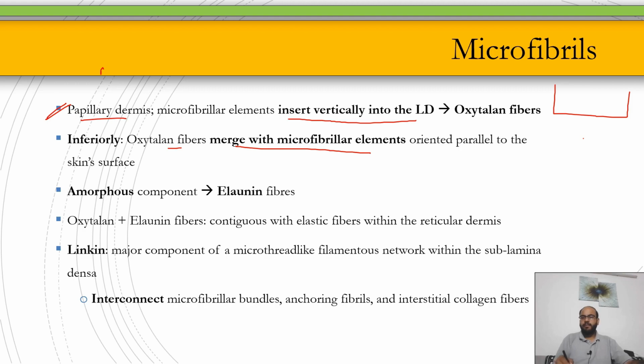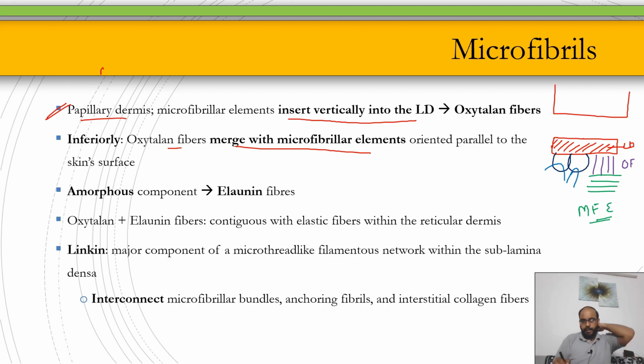So you have the basal layer, okay? You have the lamina densa layer. This is the lamina densa. You have the anchoring fibrils and you have the collagen, okay? The oxytalan fibers enter vertically into the lamina densa, perpendicular, okay? And it is attached inferiorly to parallelly placed microfibrillar elements, providing further attachment of lamina densa to the dermis. Okay, you got the concept?